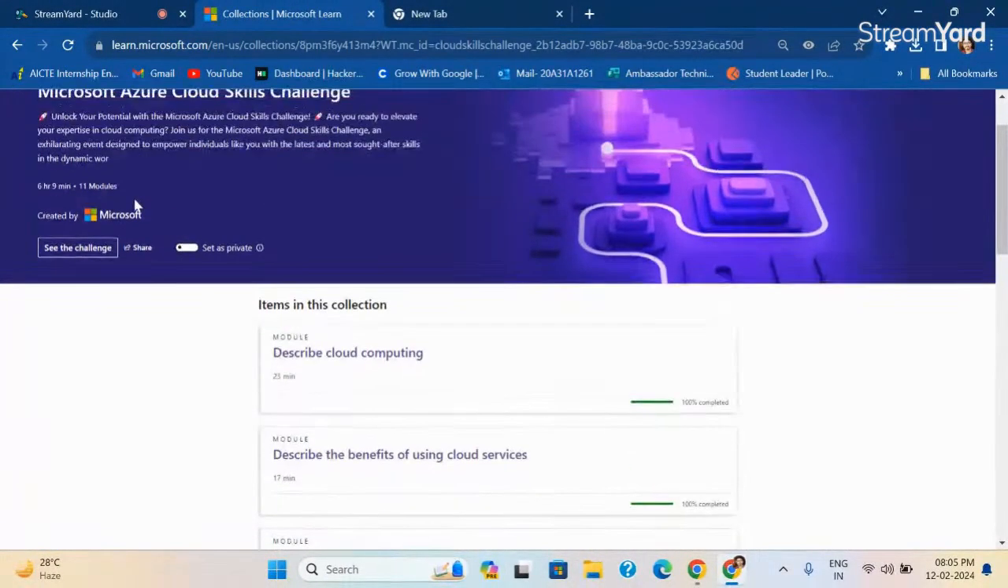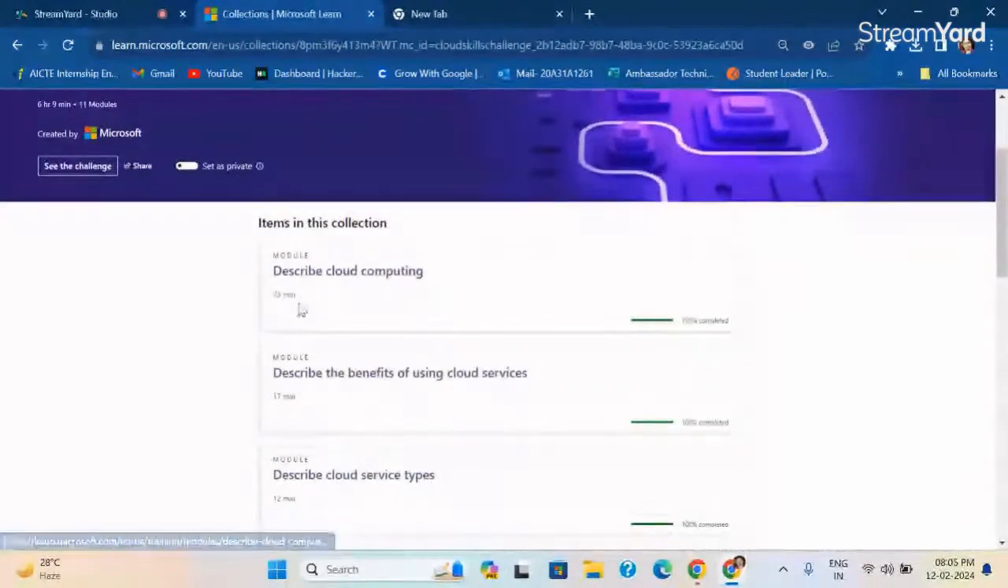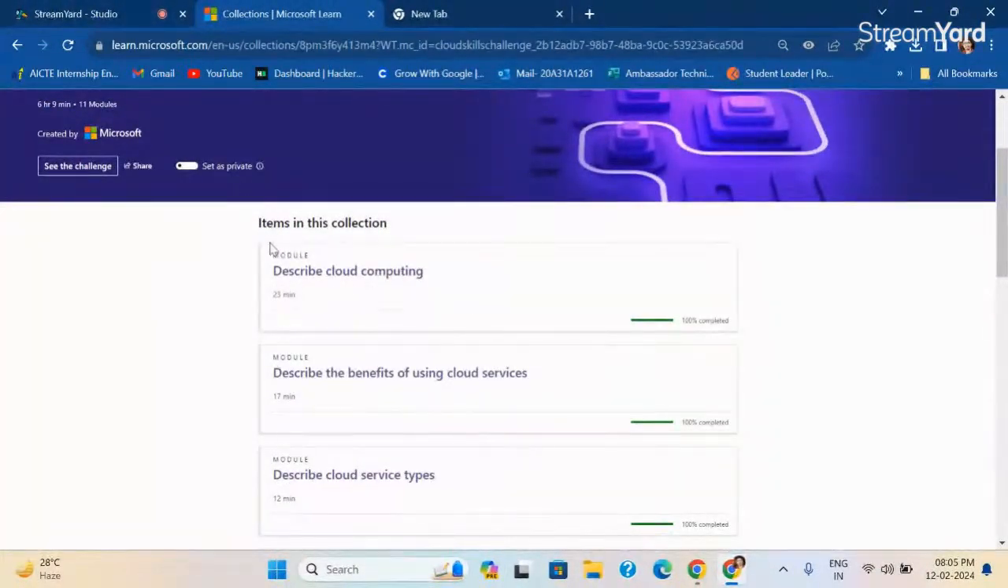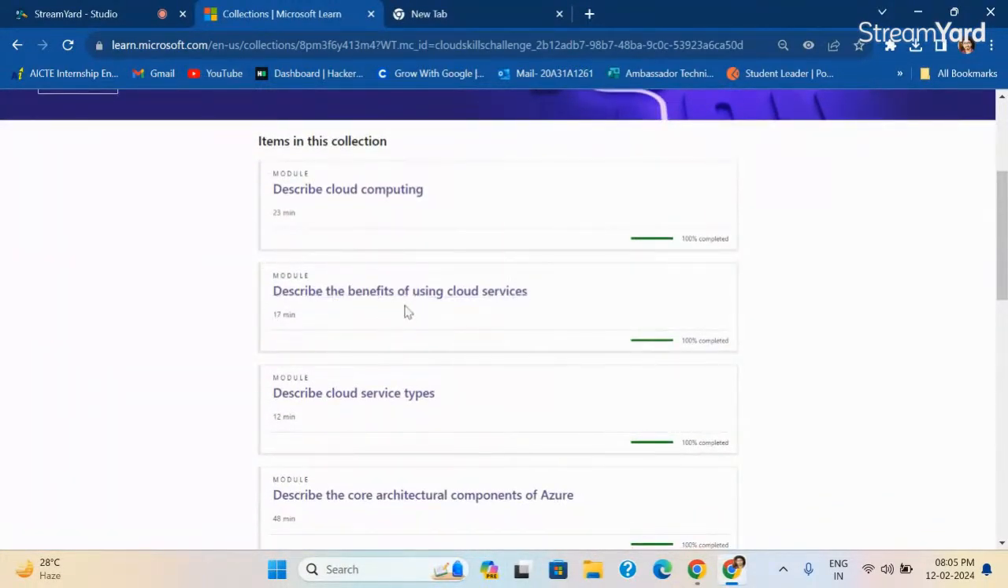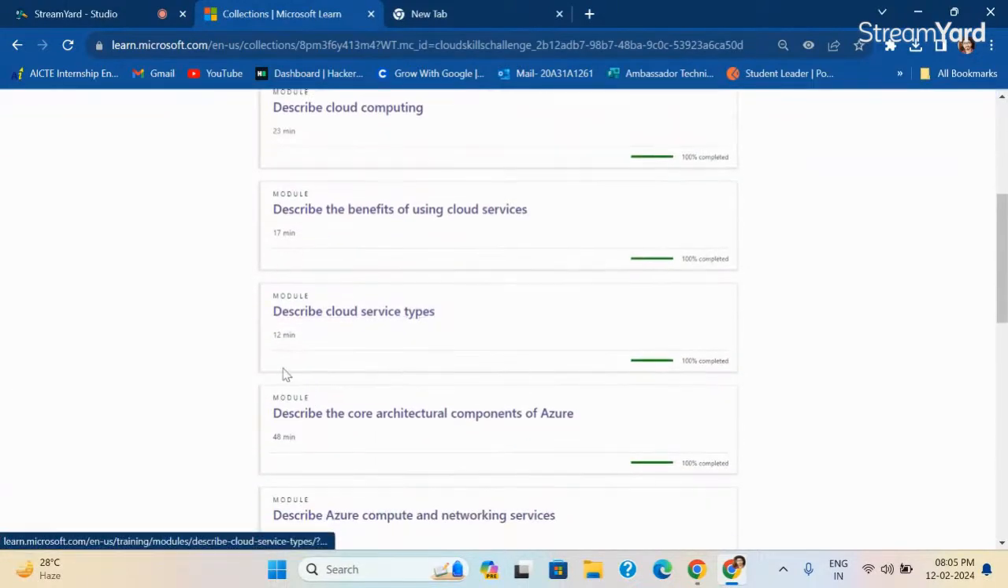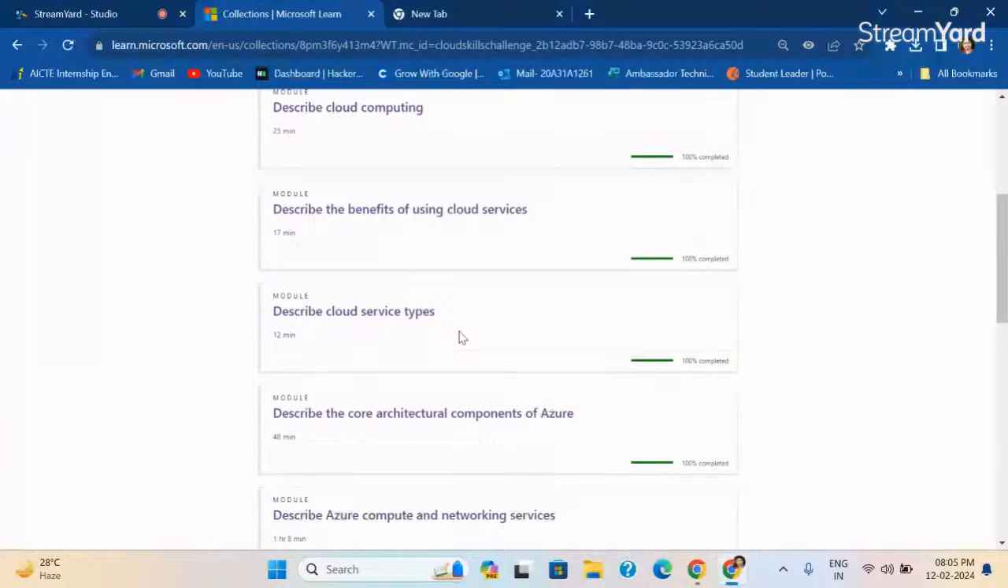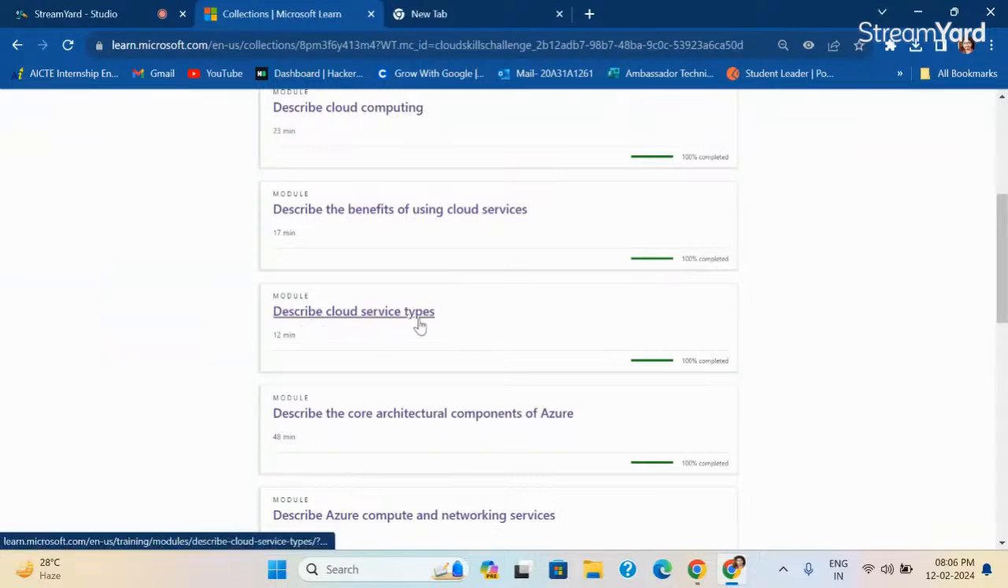Here we have 11 modules in this challenge. The first one is describe cloud computing. It tells what cloud computing is and what services are provided by cloud computing. The next one is describe the benefits of using cloud services, that is, what services are provided by Microsoft Azure or Microsoft technologies. The third one is describe cloud service types. The service types include databases, networking, IT infrastructure, and storage. These come under service types.